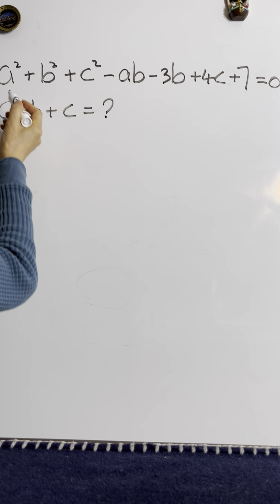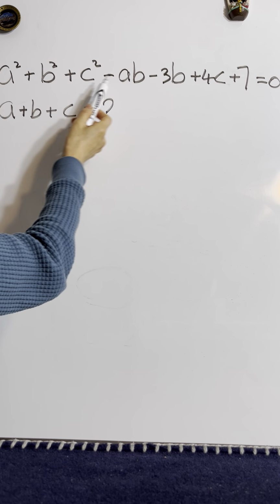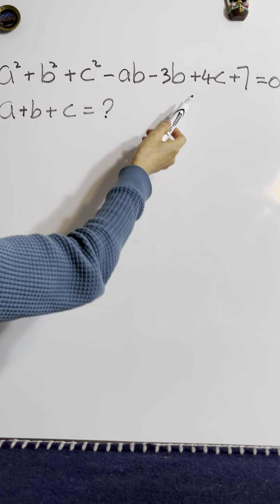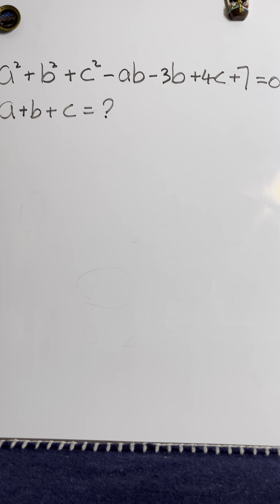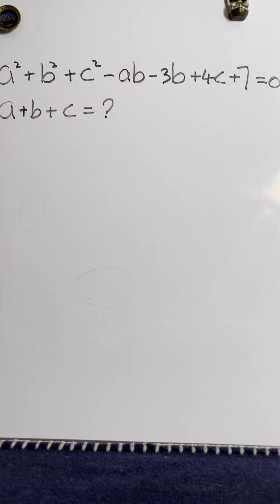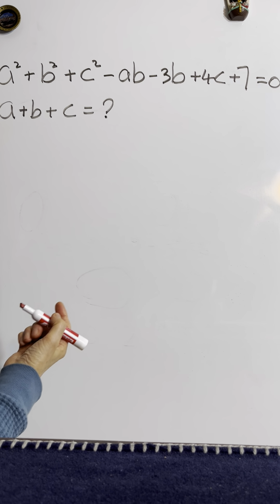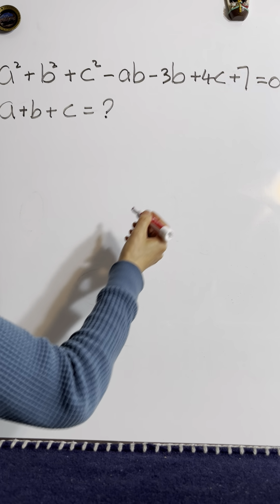So this is a long equation, and there are many terms without the like term. And our goal is to find the sum of a, b, c. So how do we solve this kind of equation? One way is to use the definition of real numbers.